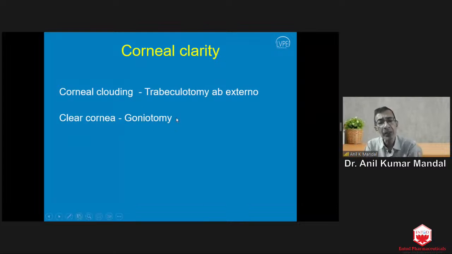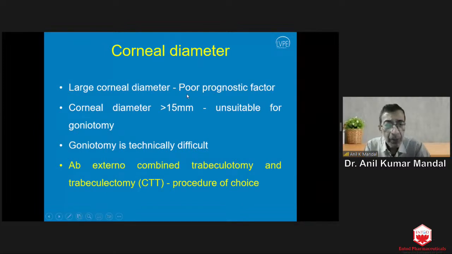If you are conversant or efficient in doing goniotomy, fine; with a clear cornea associated with congenital glaucoma, goniotomy can be done. But about 80 to 90% of our patients are not really suitable for goniotomy because of the obvious reason of corneal clouding. And there, trabeculotomy ab externo is the answer. In such situations, we usually add trabeculectomy to trabeculotomy to get good intraocular pressure control in the long run. Now, corneal diameter, you know, if it is more than 13, 14, 15, the prognosis is poor.